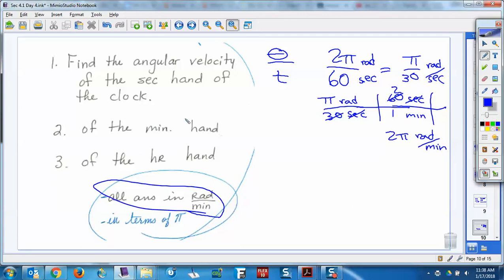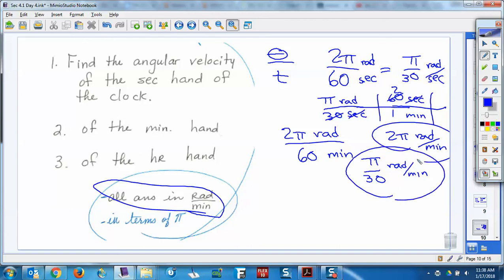All right, what about the minute hand? We actually did this in calculus. I'll show you why in a minute. Again, same formula. It's going to go 2 pi radians in 60 minutes. It's going to take the minute hand 60 minutes to go around. That's going to be pi 30ths radians per minute, which is what we wanted this in. So the second hand's going much faster, 2 pi radians per minute. This one's going pi 30ths radians per minute.